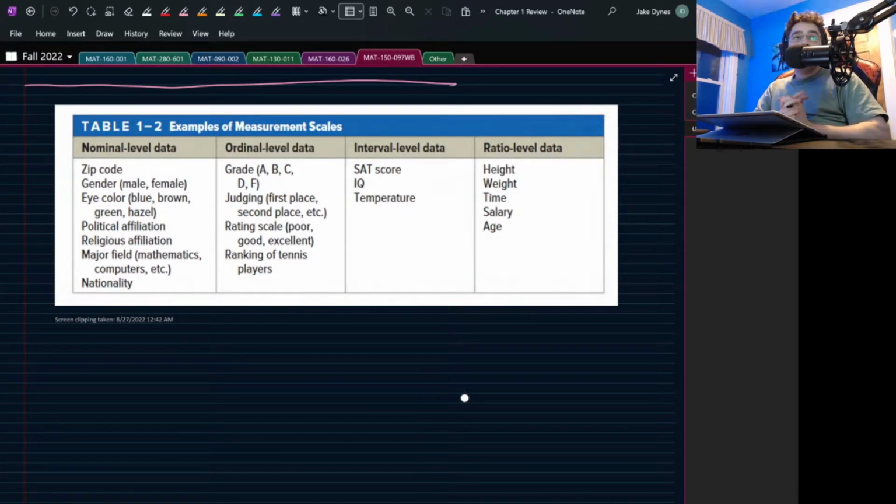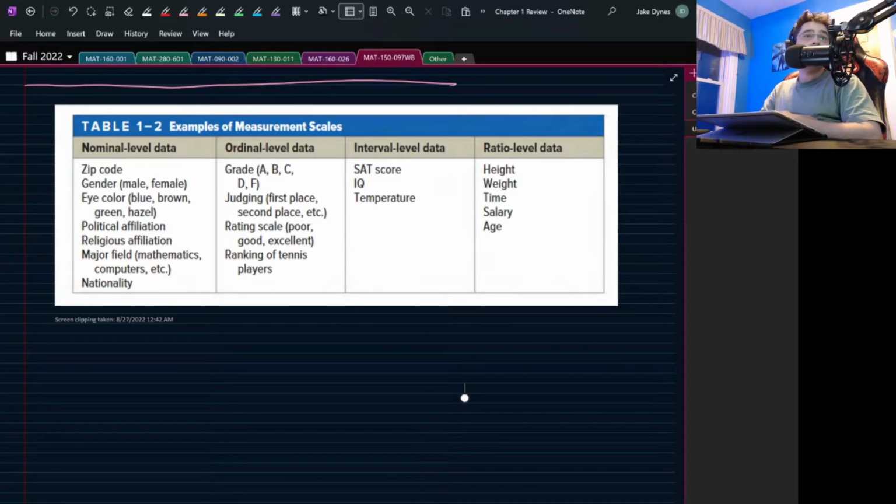We also can classify measurement scales into a couple different types. We've got nominal, ordinal, interval, and ratio. And first of all, nominal level measurement classifies data into mutually exclusive, non-overlapping categories in which no order or ranking can be imposed on the data.